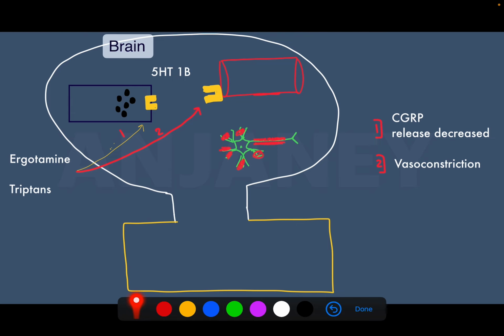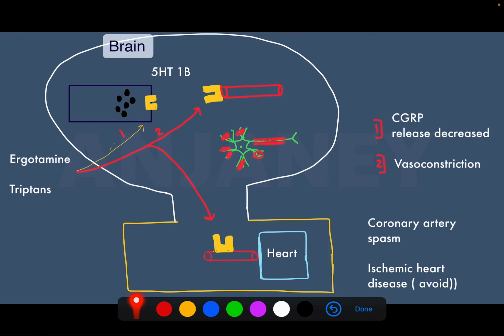Done. So one problem of ours is solved, that we don't have vasodilation. Now triptans are doing vasoconstriction, and they are also stopping the release of this culprit CGRP, which is responsible for all these things. Now the problem is that blood vessels are not just in the brain, they are in peripheral parts also, right? So triptans are going to do vasoconstriction in the peripheral blood vessels. If the heart blood vessels are constricted, then blood flow is decreased, right? So we don't give triptans in ischemic heart disease patients. There it can cause problems. There is a risk of what? Coronary artery spasm.